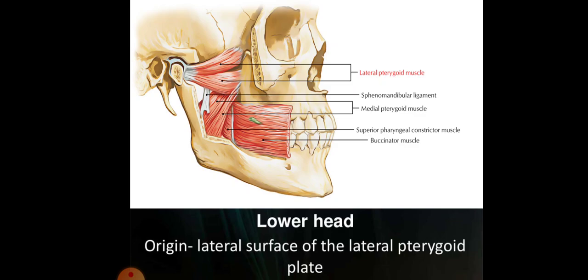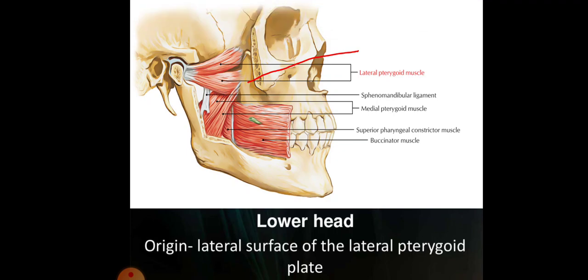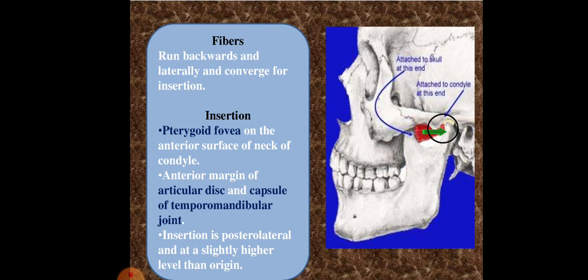In the image we can see the lateral pterygoid plate also. This is the lateral pterygoid plate. It is again a part of sphenoid bone. Then the fibers run backwards and laterally and converge for insertion. The insertion is on the pterygoid fovea.